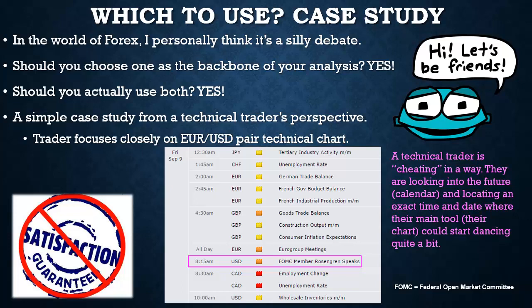Should you choose one as the centerpiece of your analysis, one that's just the good old-fashioned backbone of your analysis? Yes, you should absolutely choose one or the other. But should you use both? In my opinion, yes, you should actually use both.